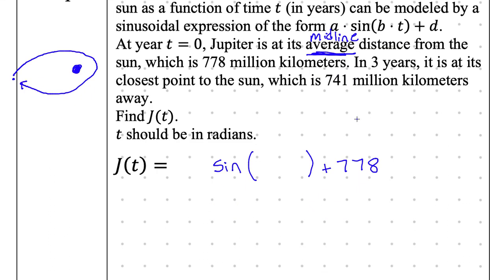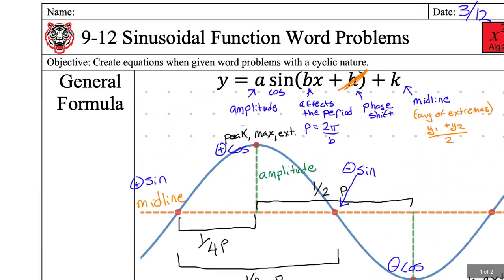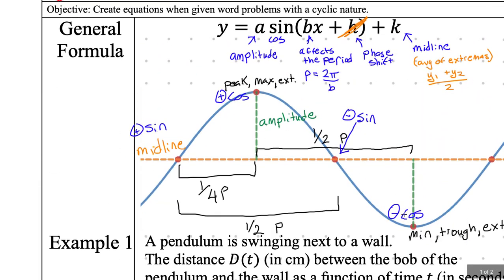So the first thing that we need to know is what is the amplitude. So the amplitude is going to be how far I've moved from this midline of 778 to its minimum. How do I know that it's its minimum? Because it says closest. So closest, that means minimum. And the difference between the minimum and the midpoint is the amplitude. So this is a minimum, this is the midpoint, this is the amplitude right here. That's what I'm really talking about in this problem.